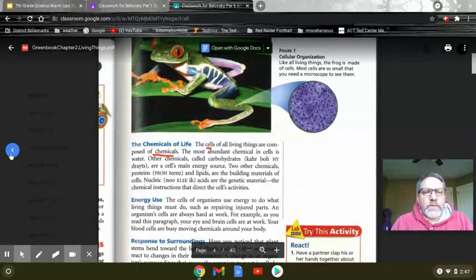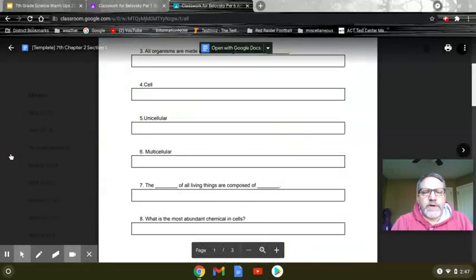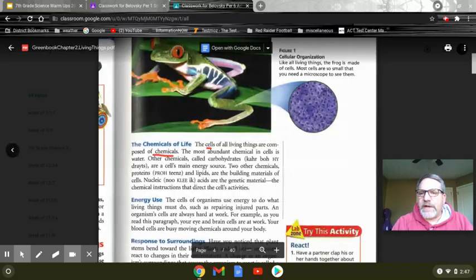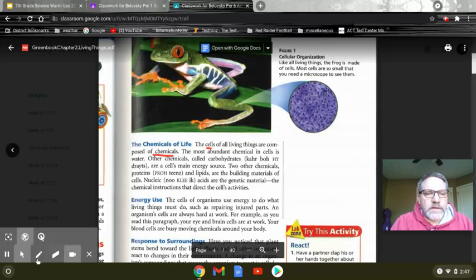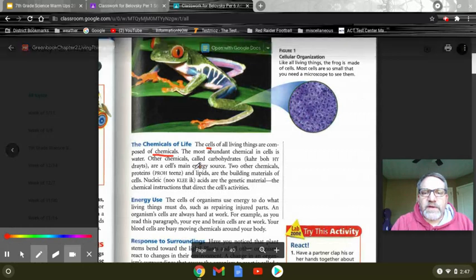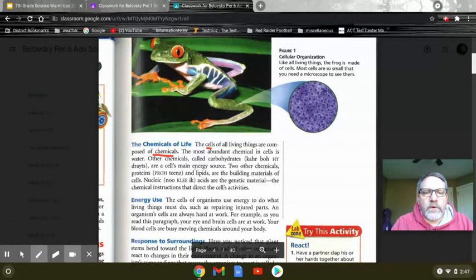And I think we've got one more that we're going to answer here. What is the most abundant chemical in cells? Now, you should know this one easy. What is the number one chemical on Earth? I shouldn't even have to get the marker here for it. The most abundant chemical in cells is water. Yeah, water is the number one most important thing.